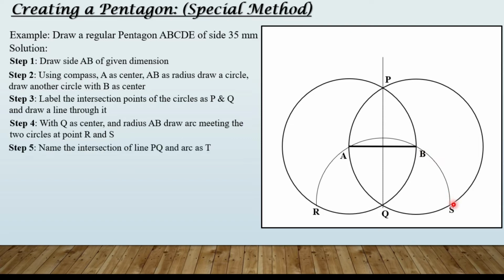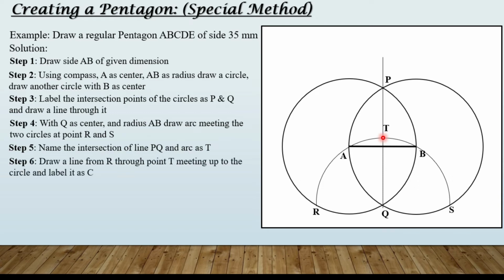Then step number 5, name the intersection of line PQ and the arc as T. So this is the arc we have drawn and this is the intersection of the line. This is the line PQ. So here this is the intersection point. So this point will be named as T. So this is T here.